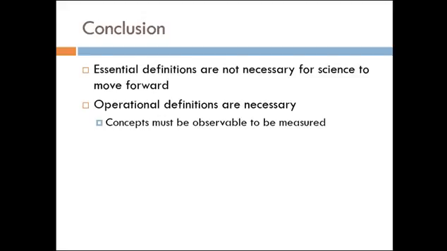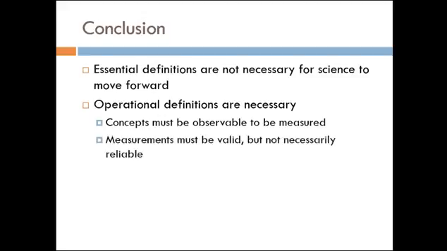So concepts must be observable so they can be measured. Now, the measurements must be valid for the purposes of what you're using them for. So it doesn't really matter as much that the same person would produce the same score every time as it matters that your test is measuring what it claims to measure.